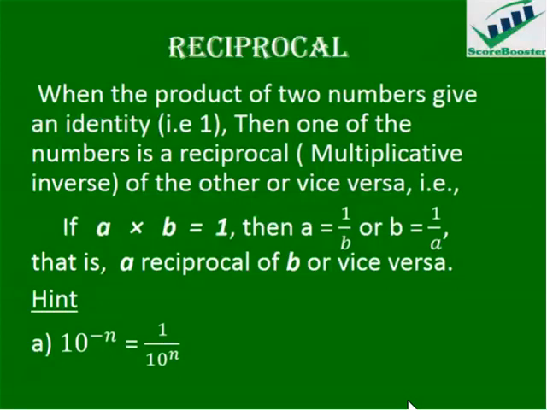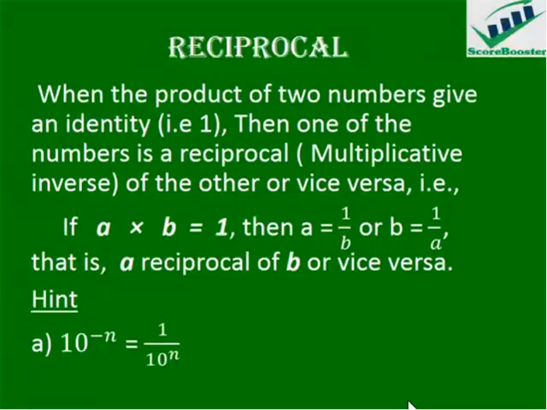So when the product of two numbers gives an identity, the identity for multiplication is 1, but the identity for addition is 0. But here we are talking about reciprocal, so we are dealing with products. So when the product of two numbers gives an identity, that is 1, then one number is a reciprocal, or you can also call it multiplicative inverse of the other, or vice versa.